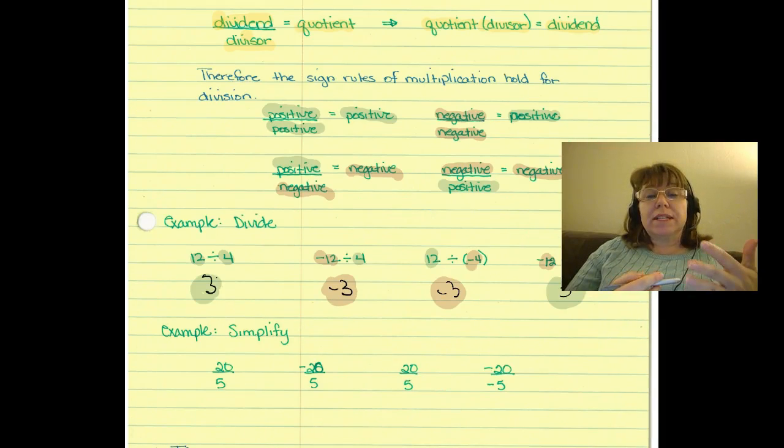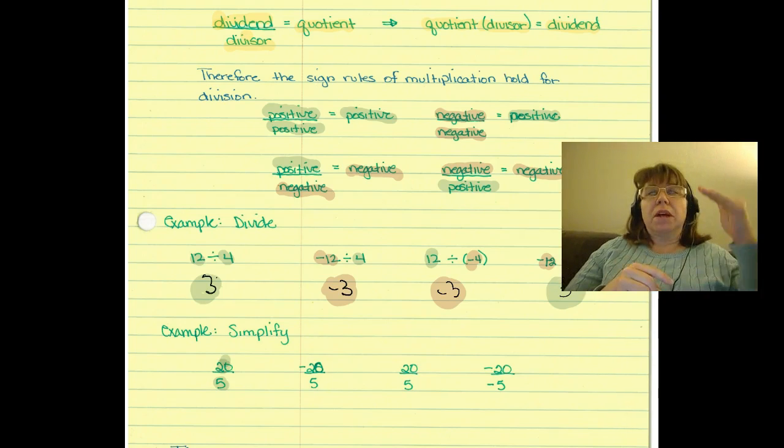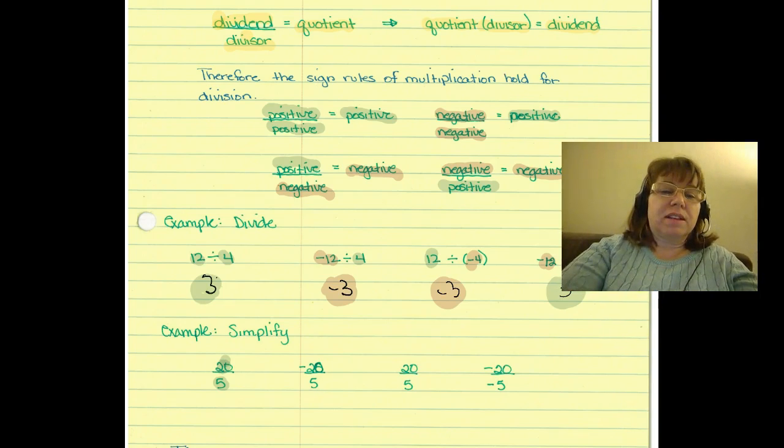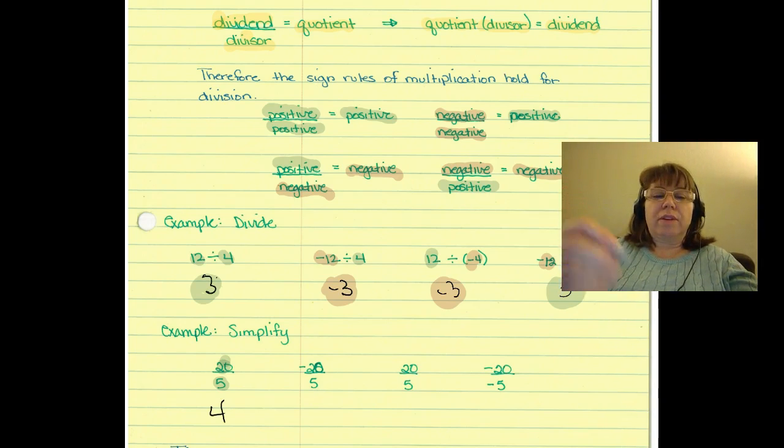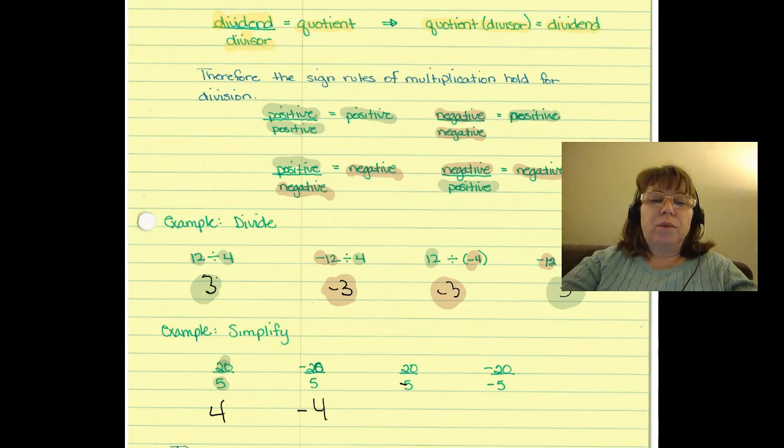It also works when it's set up as a fraction and you need to simplify. So a positive 20 fifths, or 20 divided by 5, is going to give you a positive 4. Negative 20 over 5 will give you a negative 4. 20 over a negative 5 will give us a negative 4. And then finally, negative 20 over negative 5 will give us a positive 4.